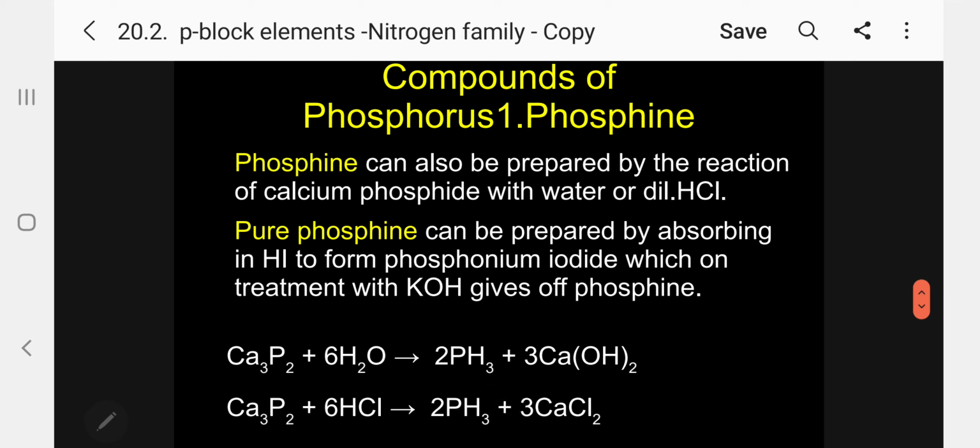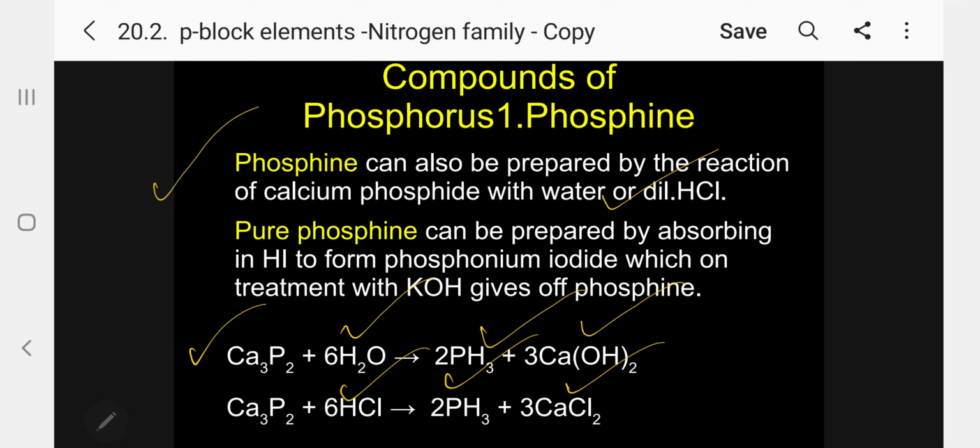Phosphine can also be prepared by the reaction of calcium phosphide and water or dilute HCl. Kindly follow. Just see the reaction here. Ca3P2 plus 6H2O, with water, produces phosphine and calcium hydroxide. The same way with dilute HCl, calcium phosphide again produces phosphine and calcium chloride. Please follow. So this reaction is given here.